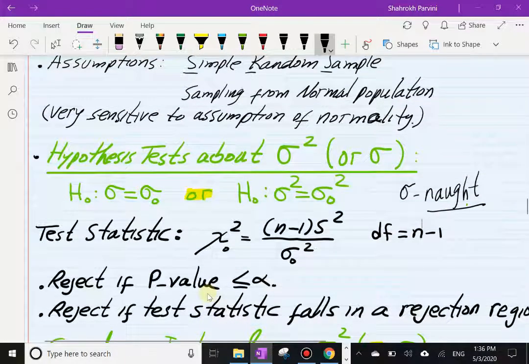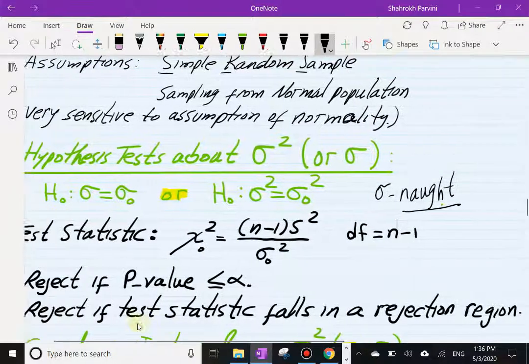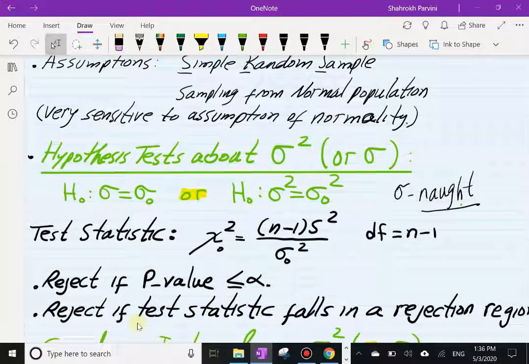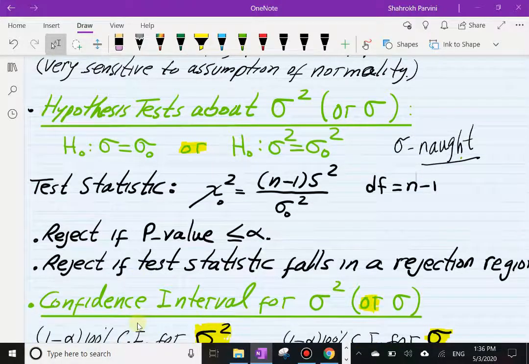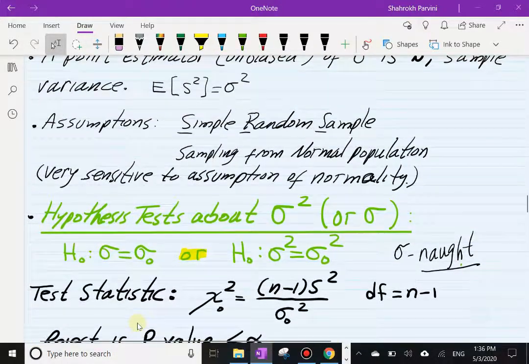And our decision is just like before. We're going to reject if the p-value is less than or equal to alpha using the p-value criterion, or if we go off of the critical value approach to hypothesis testing, we're going to reject if our test statistic falls in a rejection region. For the left tail test, if we fall in the left tail; for the right tail test, if we fall in the right tail; for two tail tests, if we fall into either tail, we're going to reject the null hypothesis. There you go. The formula is actually pretty simple.